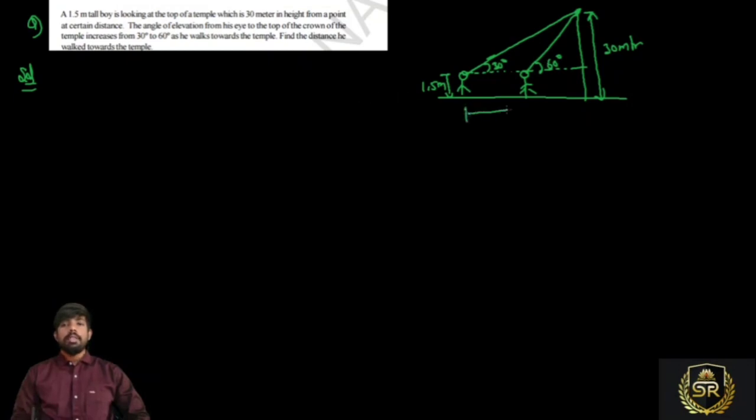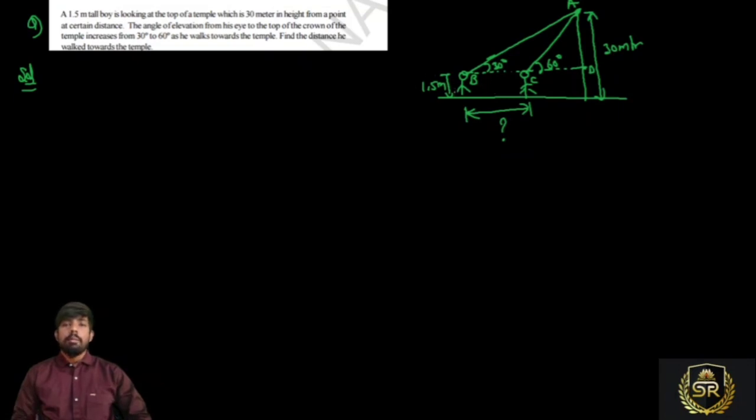So how much distance did he travel in between? What is the distance traveled between them? He is asking for this distance. Let us name the points first: this is A, this is B, this is C, and this is D. BC distance is being asked, the distance traveled by this person.